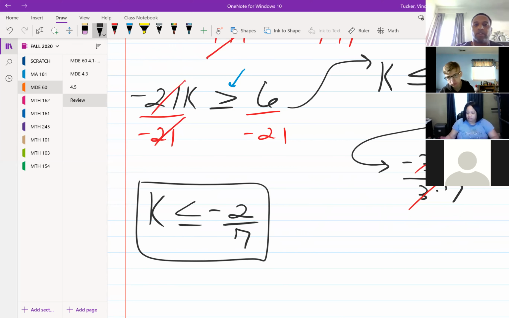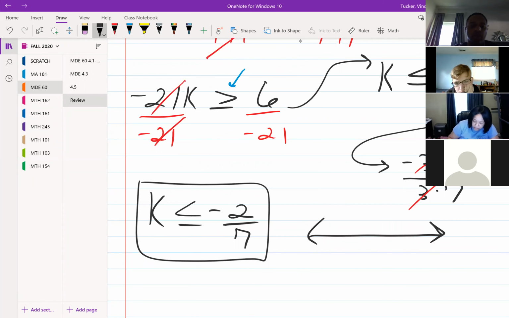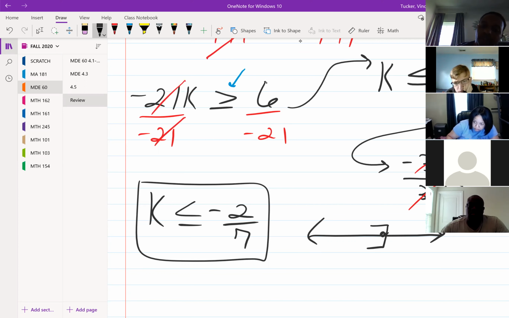All right. So, with your inequalities, you can have two other pieces to your solution. We could have the graph. And so we want the values that are less than or equal to negative 2/7. So we use a bracket, shade over the negative 2/7.